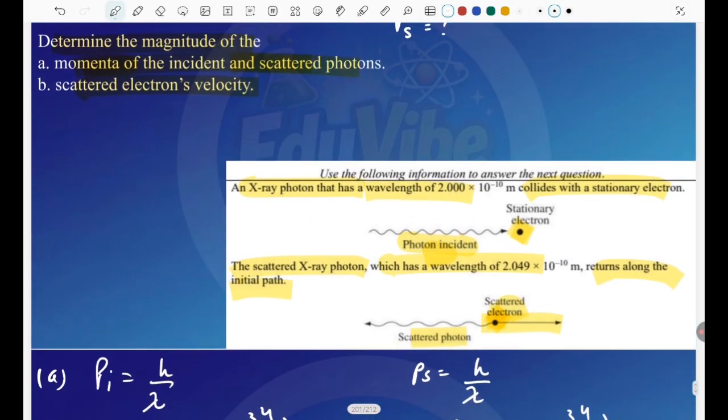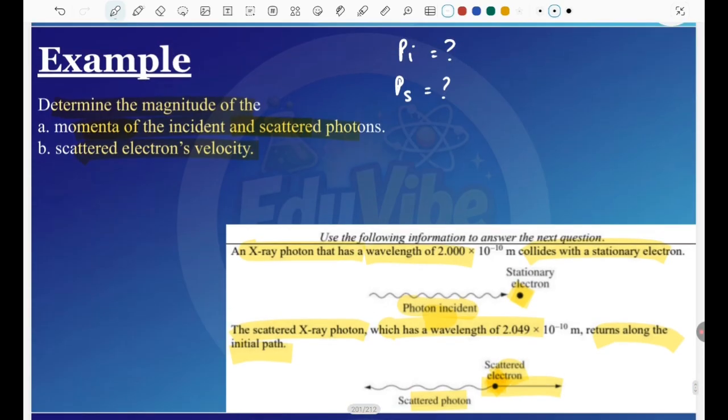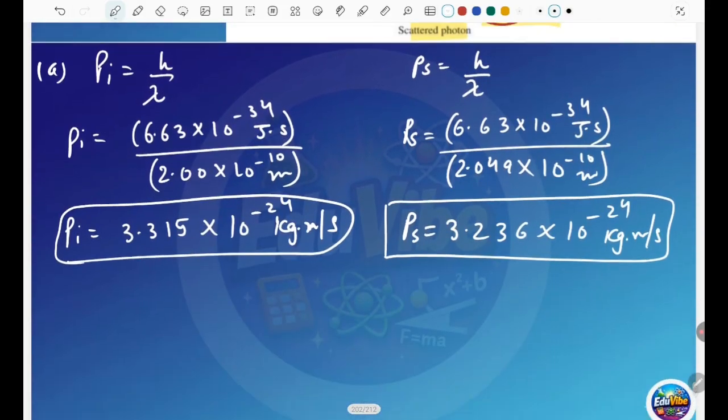For the B part, we have to find the scattered electron's velocity. So basically, we have to find the velocity of the electron which is scattered. This was stationary initially, but what is it when they scatter? So we have to find the velocity for that, the electron's velocity which is scattered.